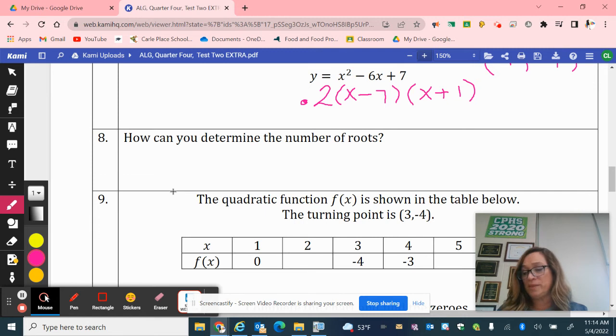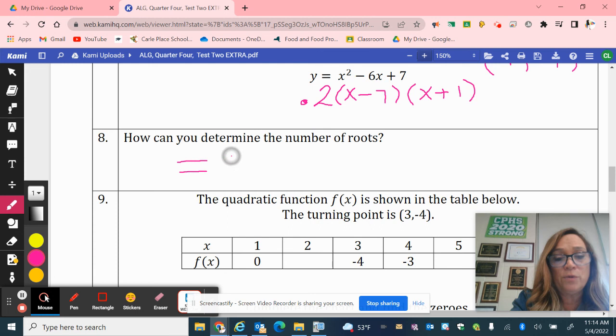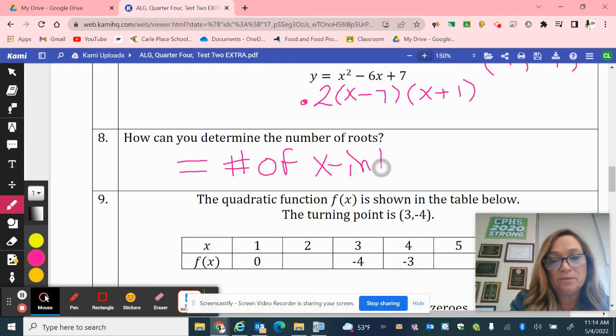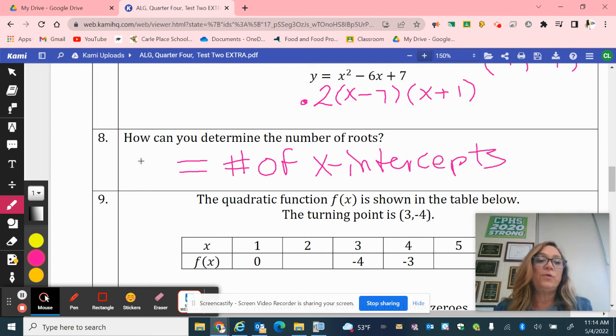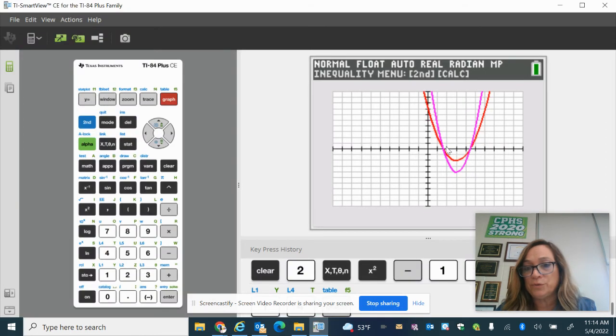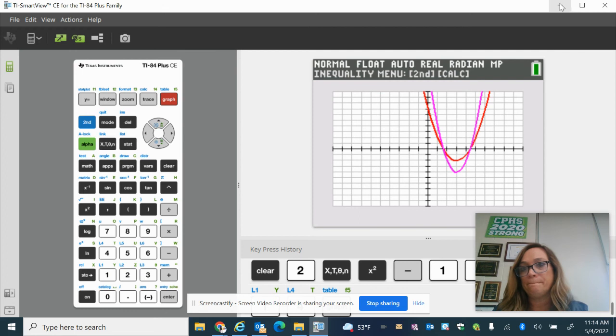Okay, how can you determine the number of roots? The number of roots is equal to the number of x-intercepts, which is also known as the roots. Okay, so when you look at the picture that we just had, there are 2 roots, 2 roots. There can be no roots, 1 root, or 2 roots. Just look at the picture.